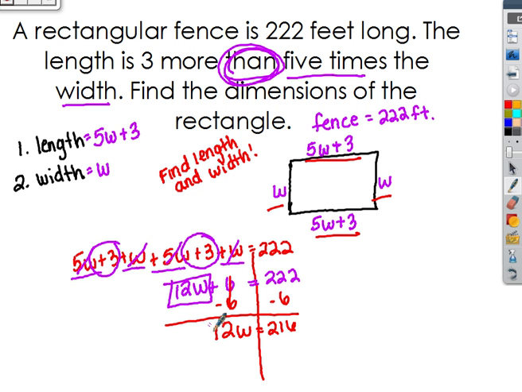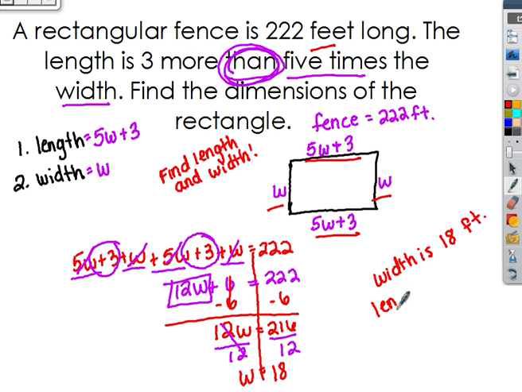Now I need to undo 12, so I'm going to divide. W is equal to 18. But I'm not finished because that doesn't make sense. W equals 18, well I said that W was width. So the width is 18 feet.